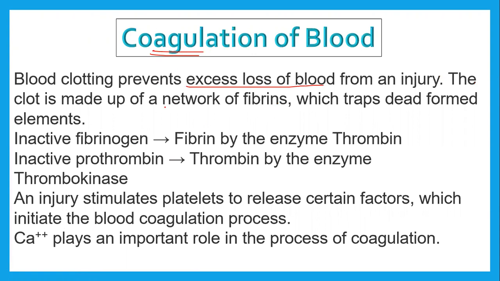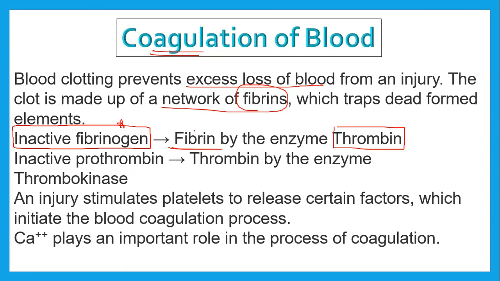The clot is made up of a network of fibrin which traps the dead formed elements. The inactive one is fibrinogen. Those ending with 'nogen', like trypsinogen and chymotrypsinogen from yesterday's class, are inactive. So inactive fibrinogen is converted into active fibrin by the enzyme thrombin. Three terms are very important: fibrinogen, inactive; fibrin, active; and this conversion is facilitated by the enzyme thrombin.